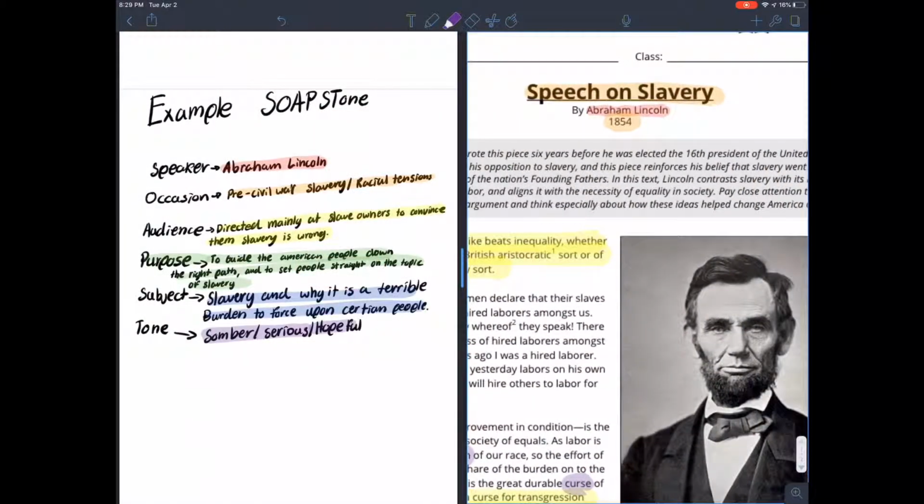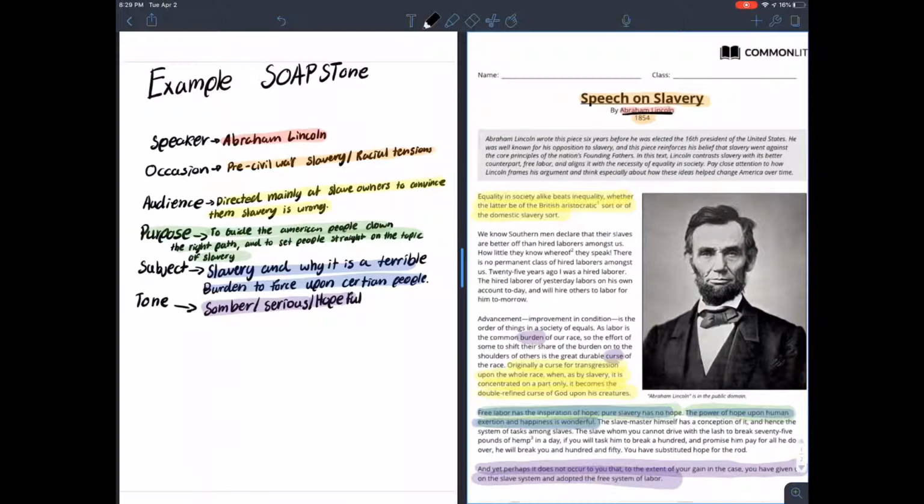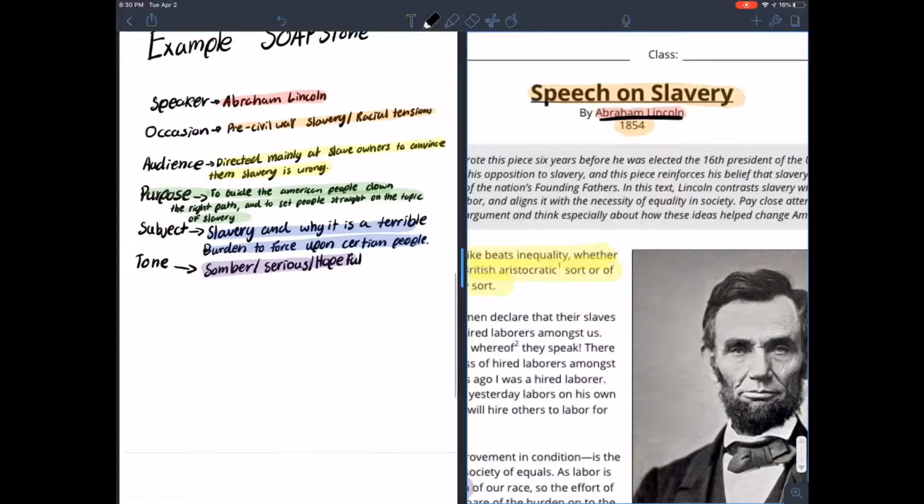article, Speech on Slavery by Abraham Lincoln. So the speaker here is obviously Abraham Lincoln, seen right here. The occasion is pre-Civil War slavery and racial tensions, as seen by the title, and its date, which is about 7 years before the start of the Civil War.